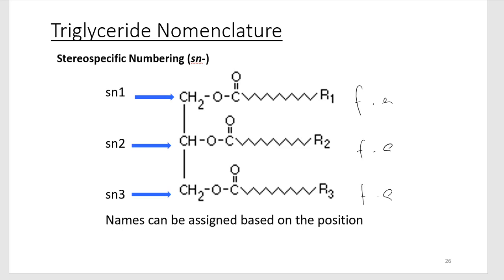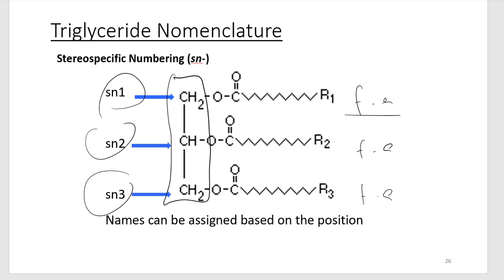According to stereochemical numbering, they go like SN1, SN2 and SN3. First fatty acid is esterified to SN1 position. Second fatty acid is esterified to SN2 position, and third fatty acid is esterified to SN3 position. So carbons of the glycerol molecule have specific names. So triglyceride can be named based on the position, SN1, SN2 and SN3. Let's see.